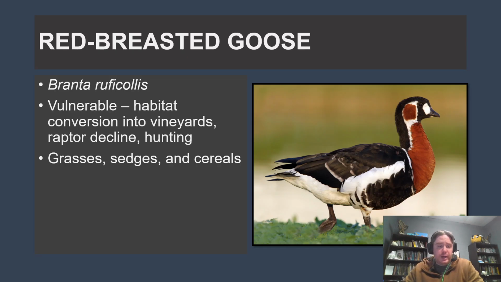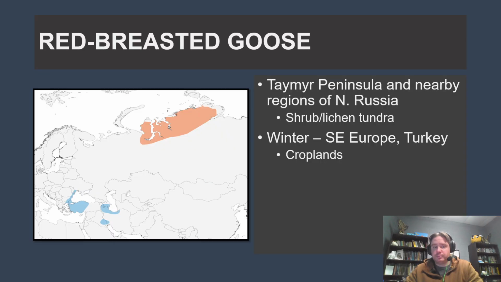Their diet is primarily grasses, sedges, and cereals like wheat, barley, and corn. These guys are found in the Taimyr Peninsula and other areas of Russia, a couple other peninsulas primarily. And this is a shrub lichen tundra. That's what this area is primarily composed of. And then they overwinter in southeastern Europe and Turkey and mostly croplands of that area.